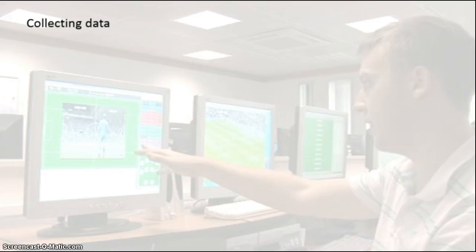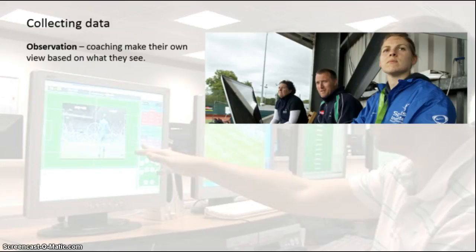First is collecting data. So data forms the basis of the activity analysis, and it can be collected in many different ways. These include observation. Coaches and support staff, fitness staff, physiotherapists, and so on, make their own reviews based on their observation of the game and often years of experience. This is the least reliable method of collecting data due to its subjectivity.